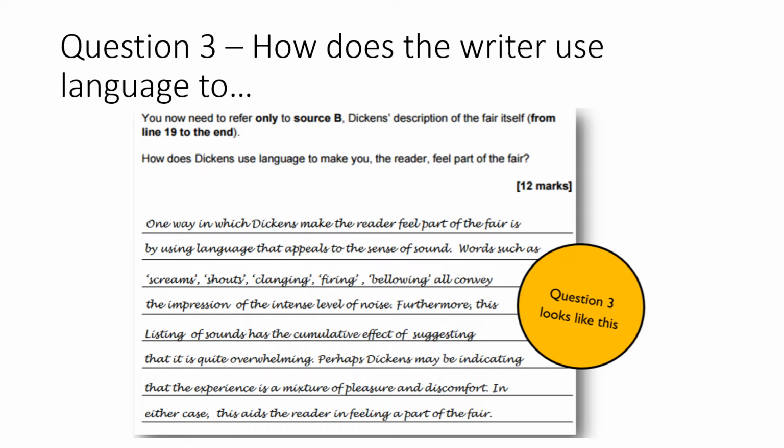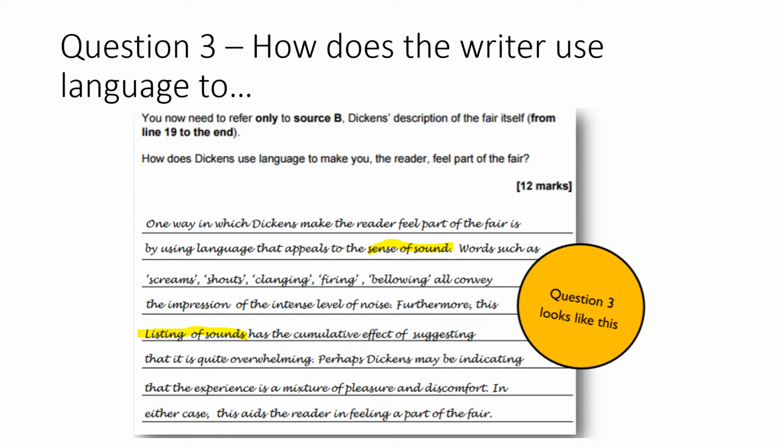So if we look there, one way in which Dickens makes the reader feel part of the fair is by using language that appeals to the sense of sound. Okay, there we go. So we've got sensory imagery. Words such as scream, shouts, clanging, firing, bellowing all convey the impression of intense level of noise. Furthermore, this listing of sounds, you've got another technique there. Listing of sounds has the cumulative effect suggesting that it is quite overwhelming. Perhaps Dickens may be indicating that the experience is a mixture of pleasure and discomfort. In either case, this aids the reader in feeling a part of the fair.